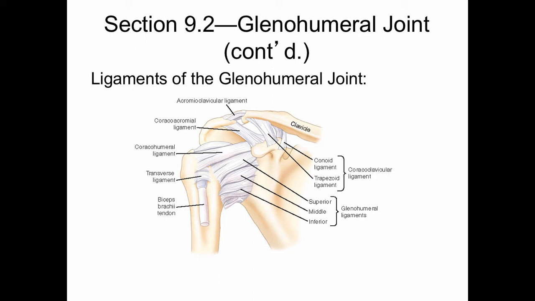These ligaments stabilize the right shoulder joint complex. The superior, middle, and inferior glenohumeral ligaments are thickenings of the glenohumeral joint capsule. The coracohumeral ligament runs from the coracoid process of the scapula to the greater tubercle of the humerus. The coracoclavicular ligament runs from the coracoid process to the lateral clavicle. The coracoacromial ligament runs from the coracoid process to the acromion process. And the acromioclavicular ligament runs from the acromion process to the lateral clavicle.